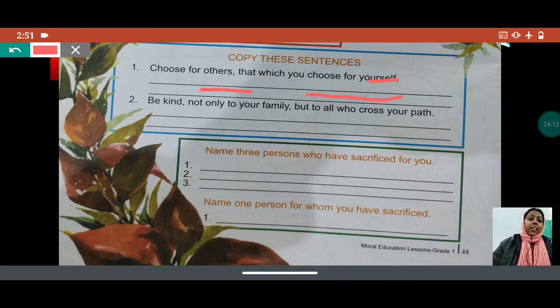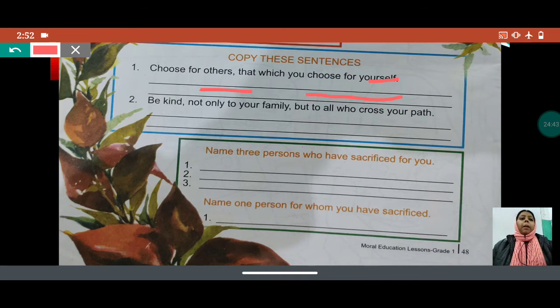You should first think that if this thing will be done to me by others, how will I feel? Will it be good for me or will it be bad for me? If it's good for me, then it's okay, you can do. But if it's bad for you, if you think that no, if this will be done by somebody else to me, I'll not feel good, then you should never do it with others also. So you should always choose only those things for others which you choose for yourself.